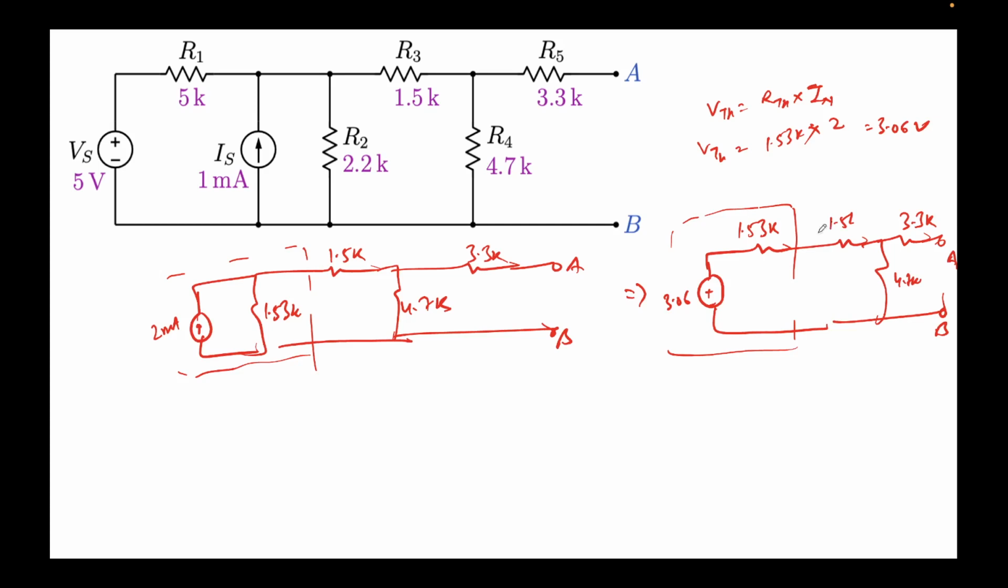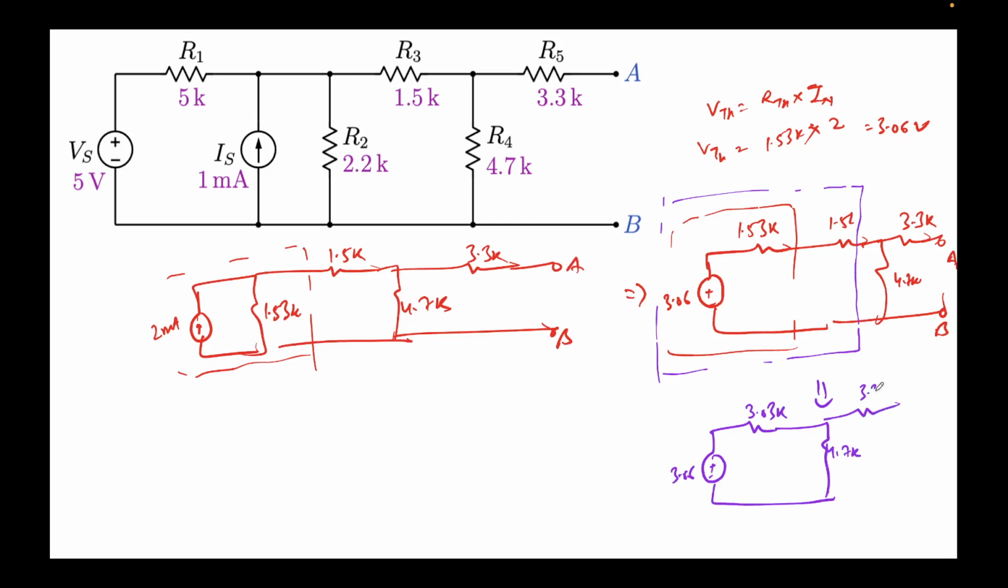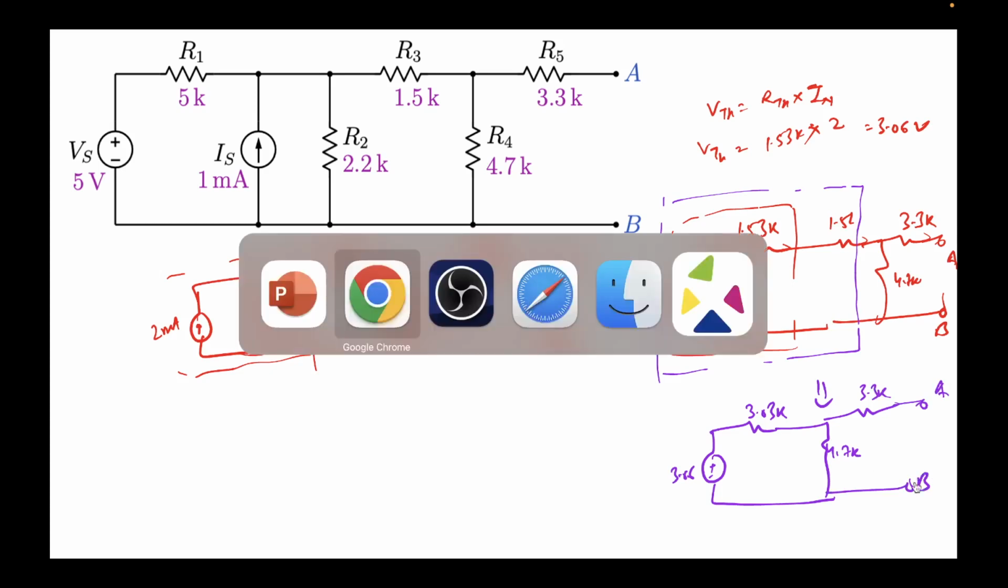So now again I can see that these two are in series. So now I'll take the purple region and I'll draw the Thevenin equivalent for that. I only care about this black box. So again this is fairly simple. This will remain 3.06 volts, and 1.53 and 1.5 will combine to give me 3.03 kilo ohms. Rest of the circuit remains the same. This is 4.7K and this will be 3.3K, and this is again A and B, right? So we have come thus far.